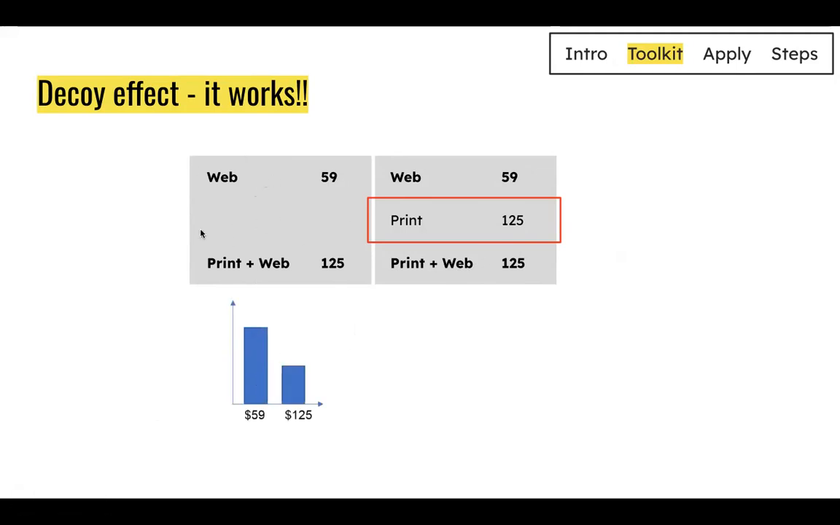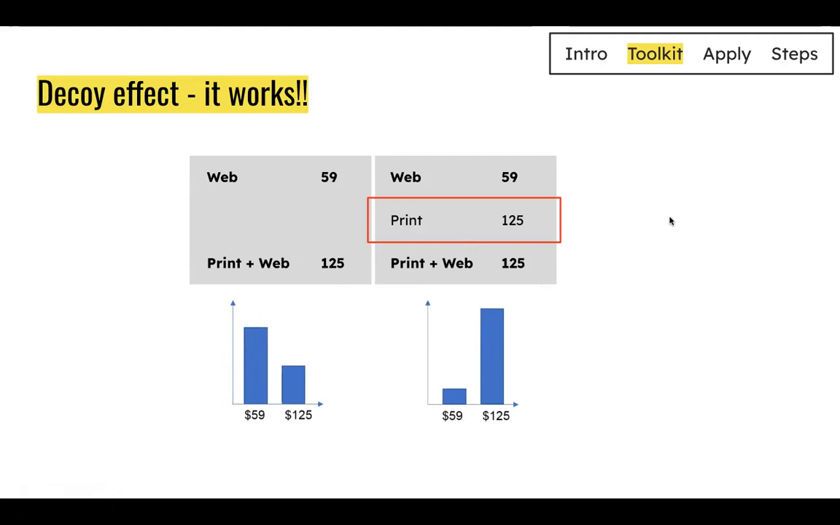So when this was the pricing model that was shown to a user, almost twice as many people bought only the web subscription. However, when this middle option was added, nobody picked the middle option, it was 0. But the number of people who picked the $125 option is so much more, right? So this is a really cool trick to upsell your product to your users, right? This is called the decoy effect.